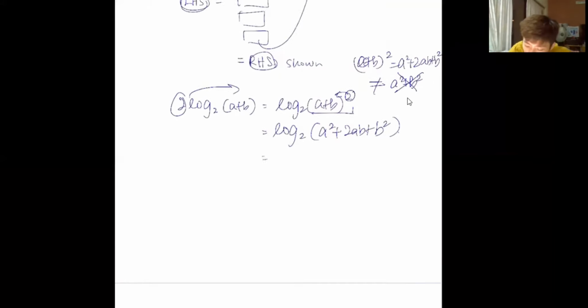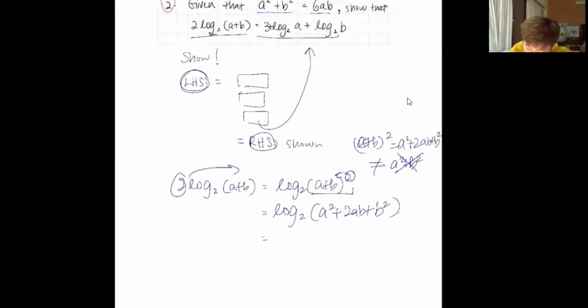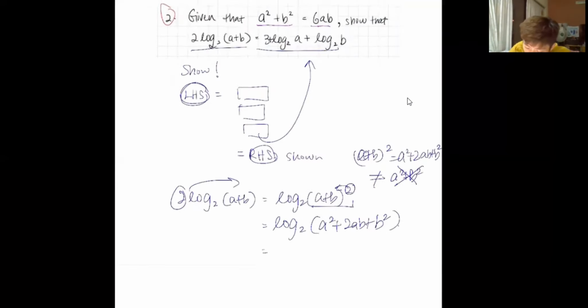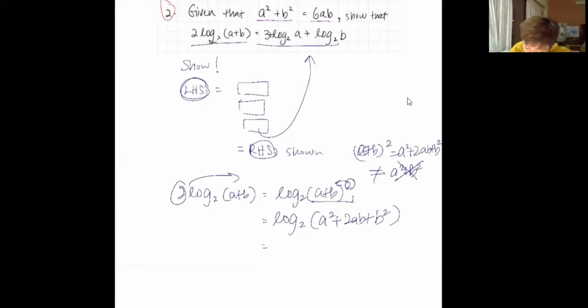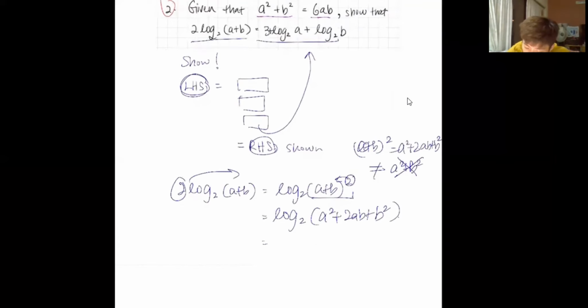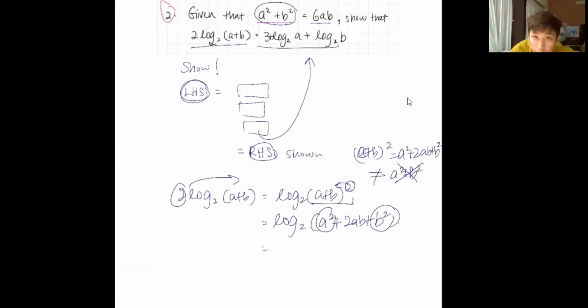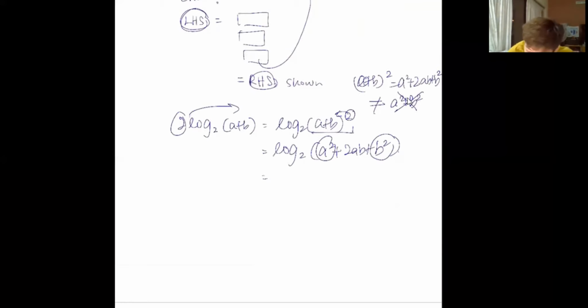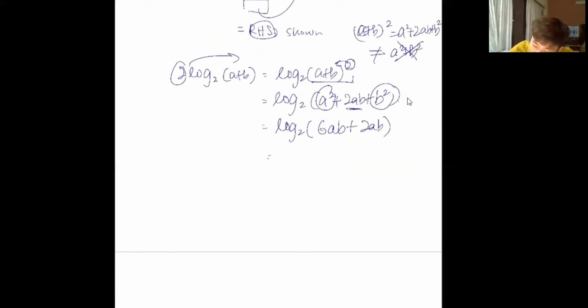Okay, so now what you do is, you have a squared plus b squared. You see or not? What is a squared plus b squared, based on the substitution that they gave you above? It's 6ab. So you substitute inside. Log base 2 of a squared plus b squared gives you 6ab, plus this one remains here, 2ab. Easy, yeah? So it's equals to log base 2 of 8ab.